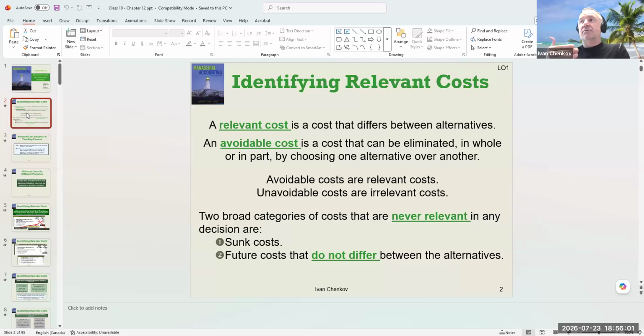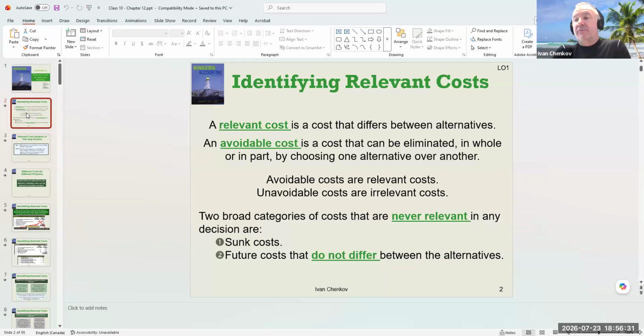Now, if you decide to go from BC to Alberta, you can just jump in the car and drive. The cost of the insurance is not going to affect your decision. If you decide to go on vacation, the cost of the insurance that you pay for your car is not going to change your decision. You're still going to go. Future cost which is not different between alternatives is also irrelevant.